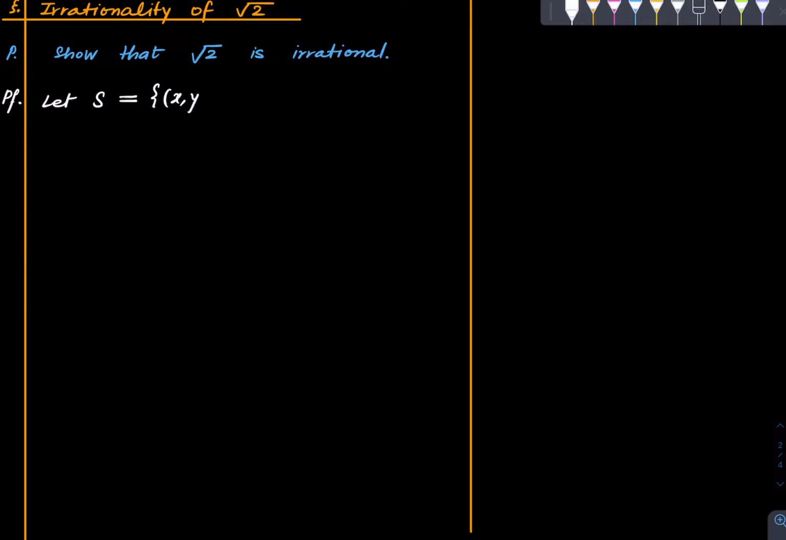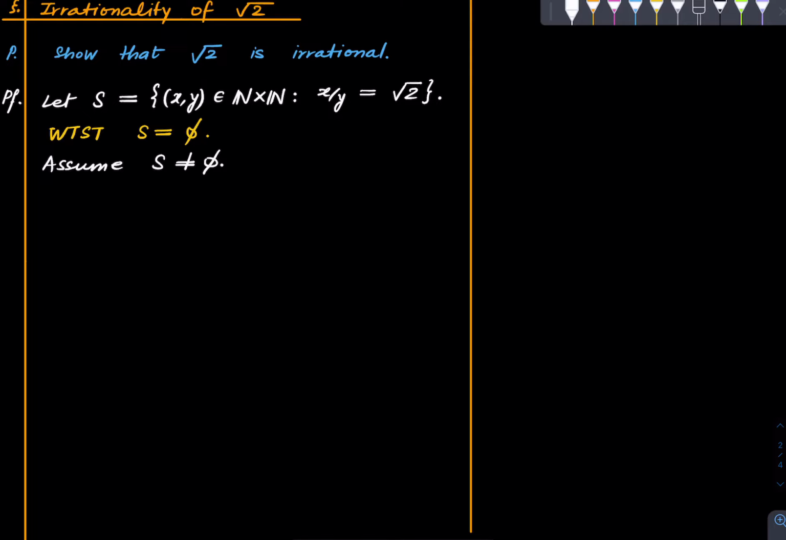So a reformulation of the problem would be to consider the following set. It's all pairs of natural numbers such that this equation is satisfied. So the problem is only asking us to show that S is empty. This means we want to show that. So this is what we want to do, and by way of contradiction, we will assume that S is non-empty.